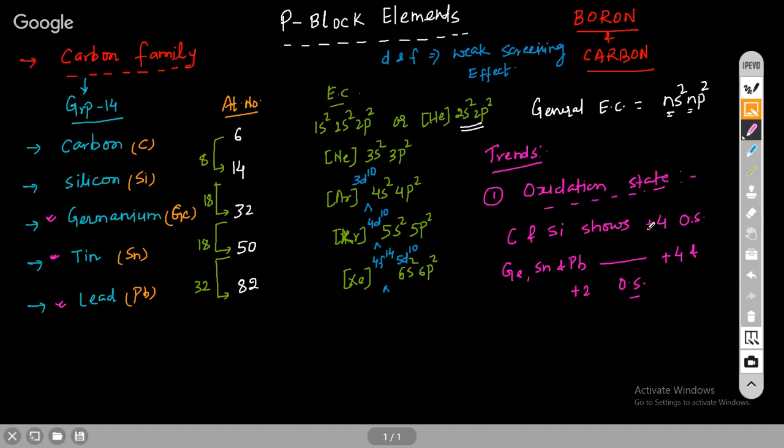What happens here, actually, is there is a term called inert pair effect. Do you know what inert pair effect is? What is inert pair effect? Do you know that? Tell me.